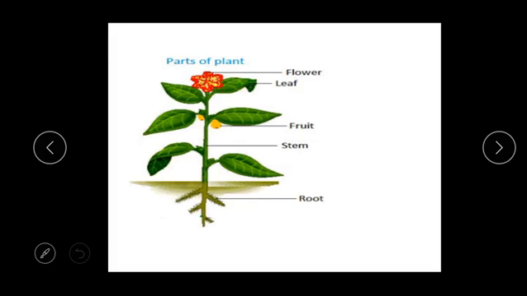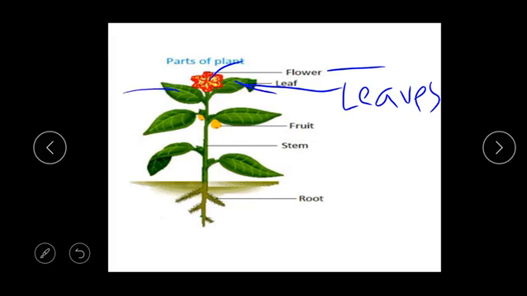So let's talk more about the parts of the plants we have. I said earlier we have the flowers. Can you see the flowers? They can come in any shape, and any color. Then we have the leaf. This is one. If it is more than one, we have leaves. So let's count how many leaves we have here. 1, 2, 3, 4, 5, 6. We have 6 leaves.